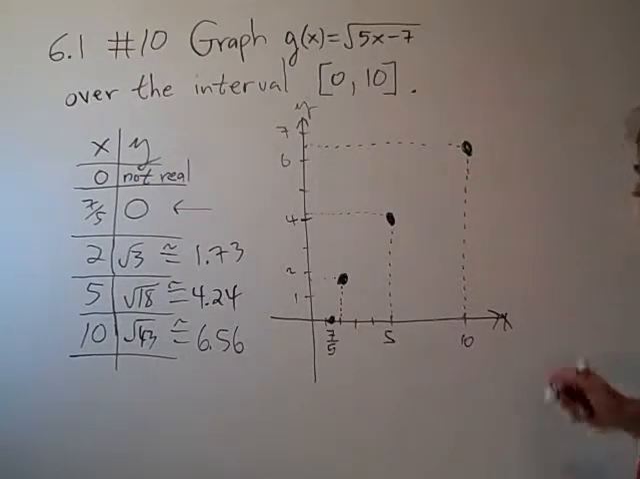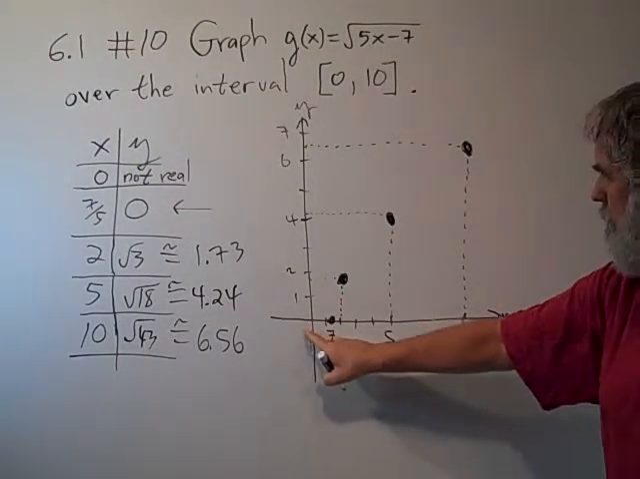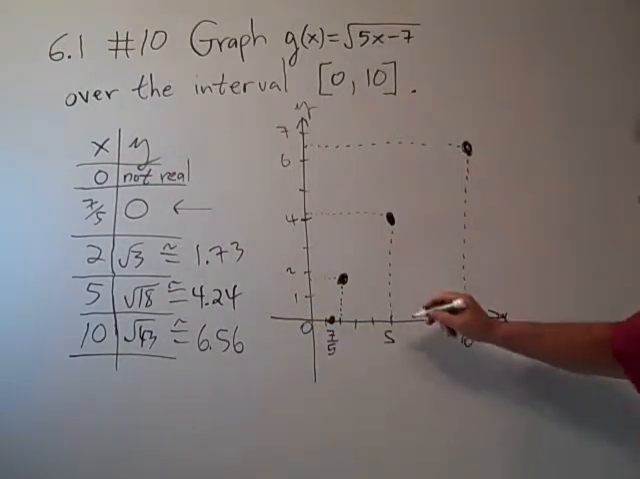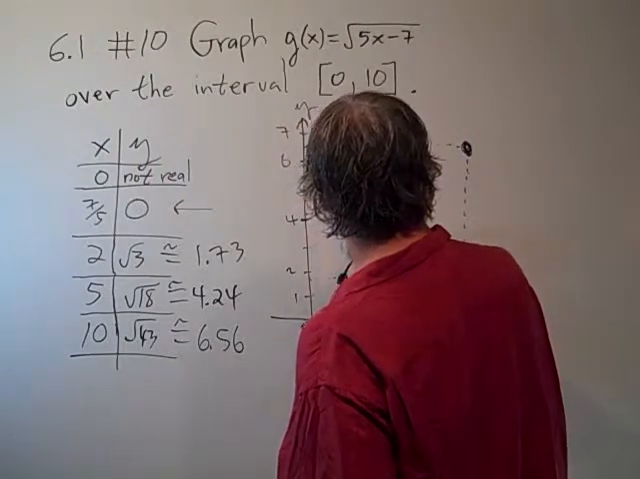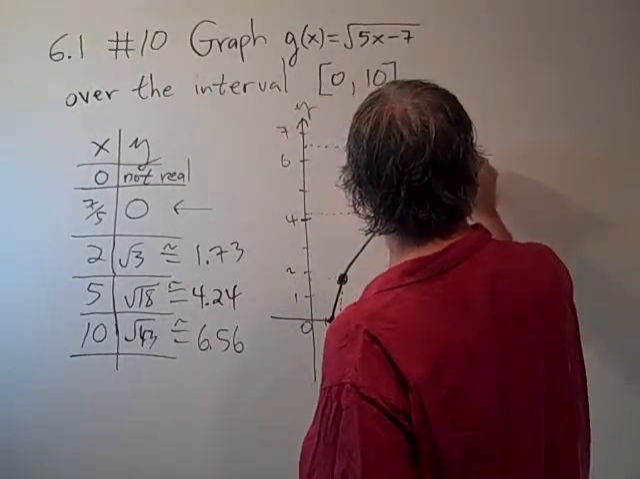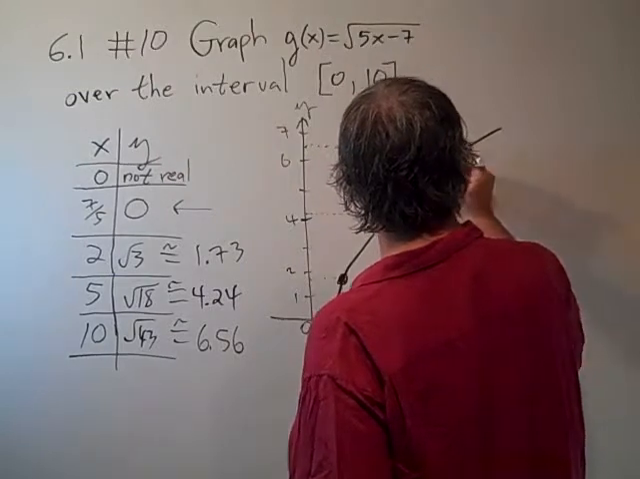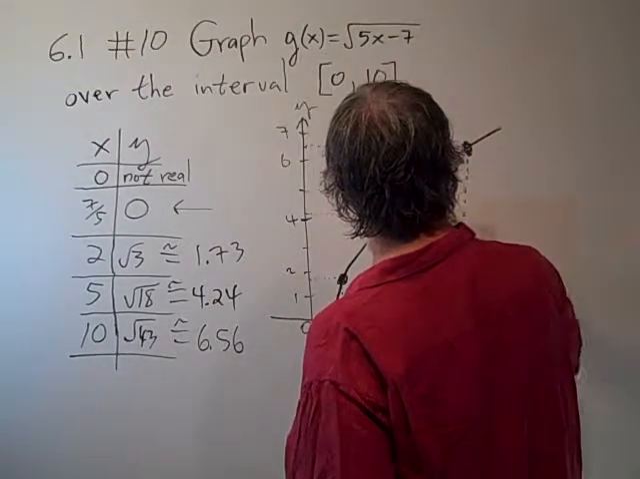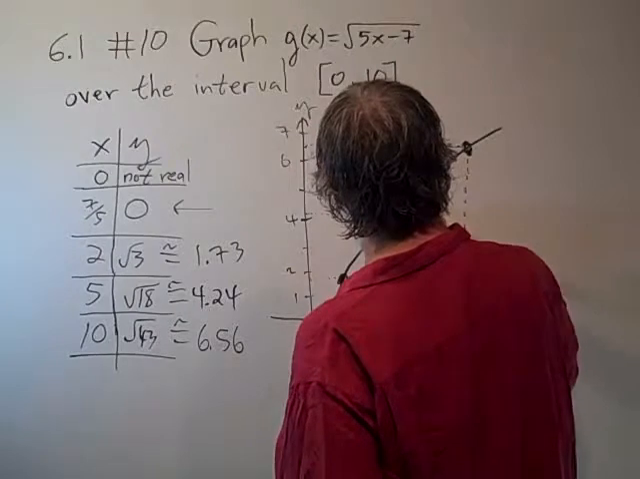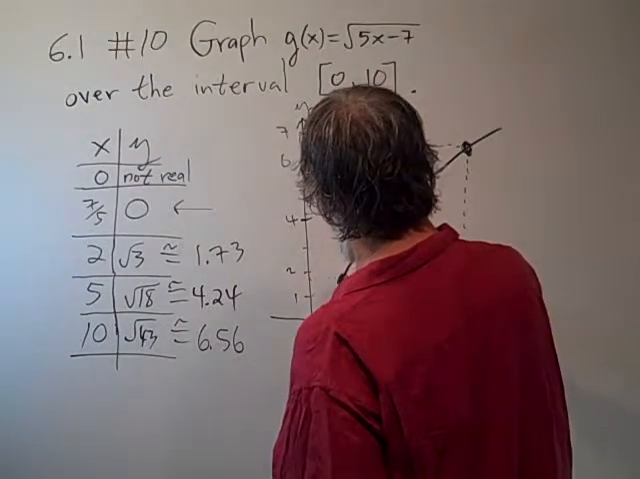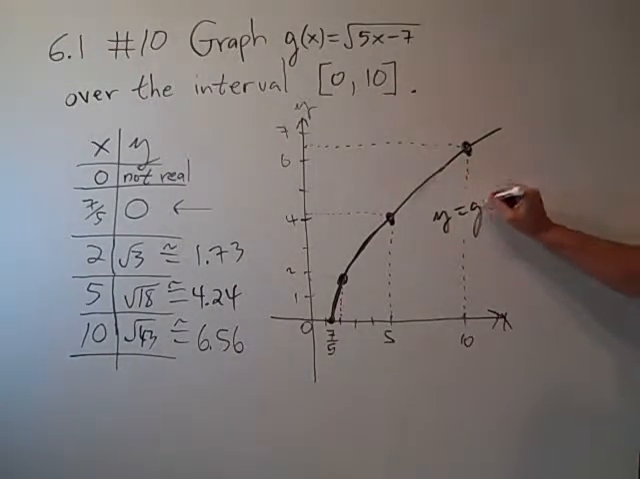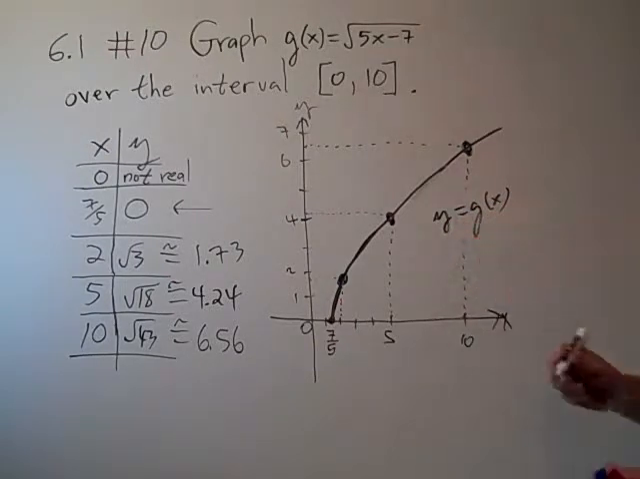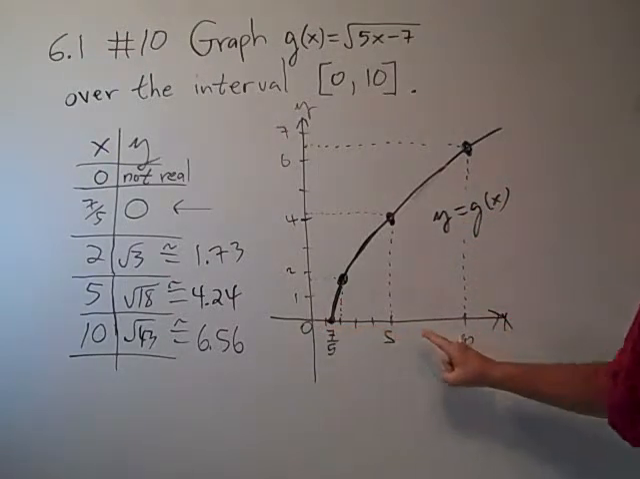So the graph between 0 here and 10 looks like this. Anyway, that's approximately what the graph looks like. That's the graph of y equals g of x between x equals 0 and x equals 10.